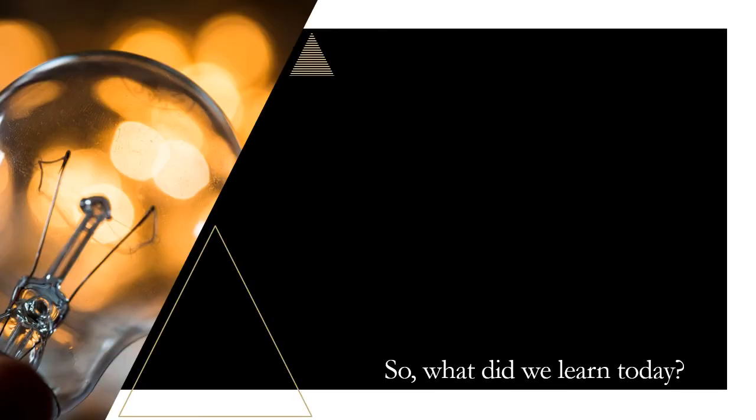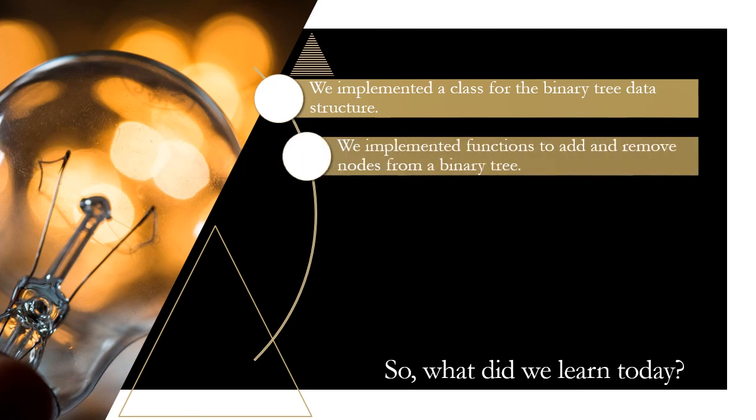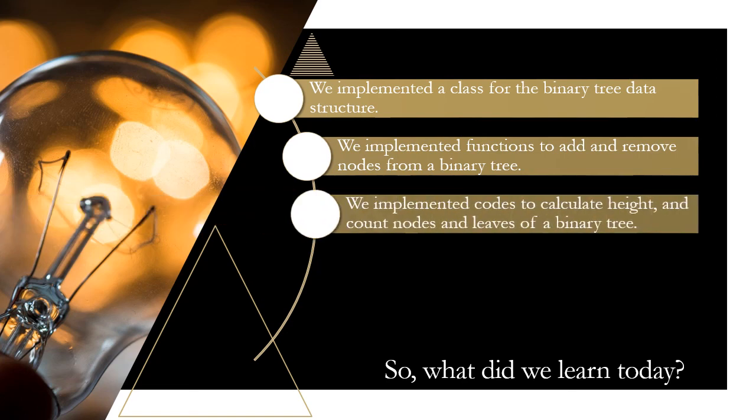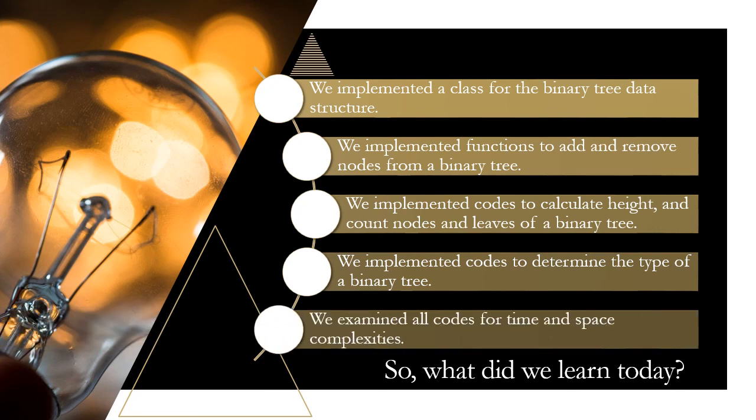So what did we learn today? We implemented a class for the binary tree data structure. In fact, we are in the process of implementation. The class is not complete yet. We implemented functions to add and remove nodes from a binary tree. We implemented codes to calculate height and count nodes and leaves of a binary tree. We implemented codes to determine the type of a binary tree. Two kinds of binary trees we are able to classify now. And we examined all codes for time and space complexities.